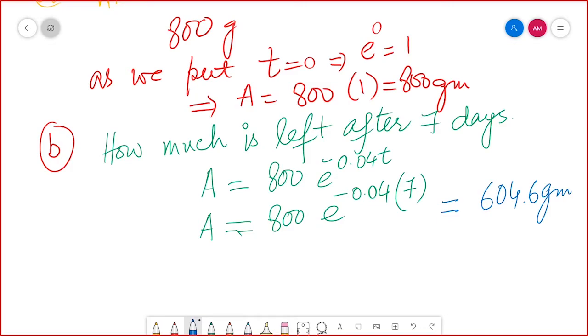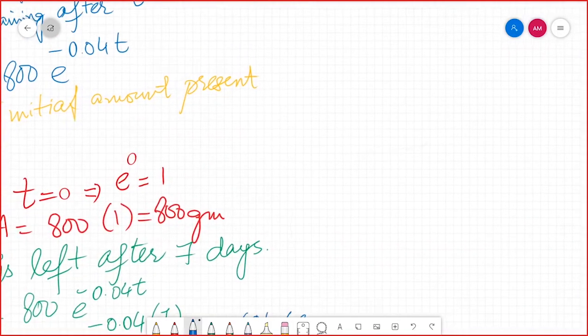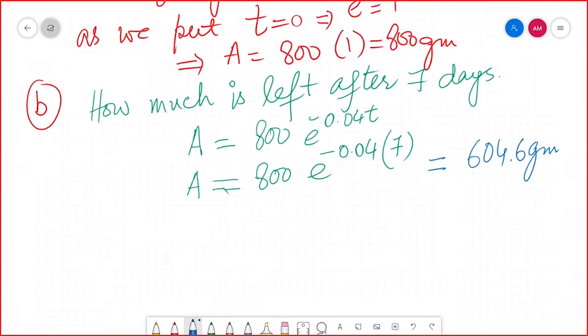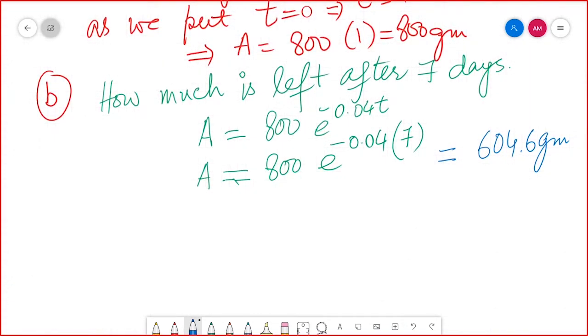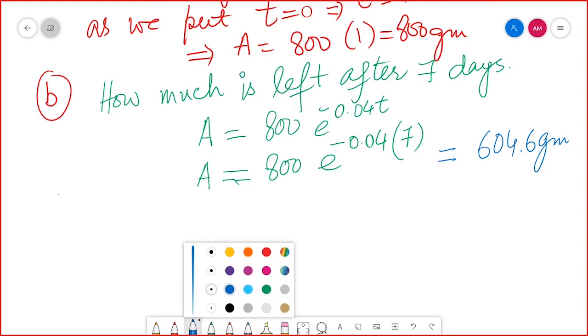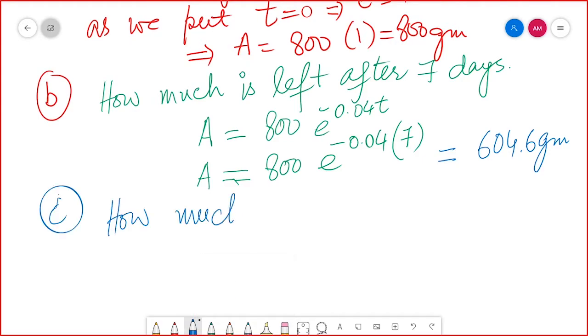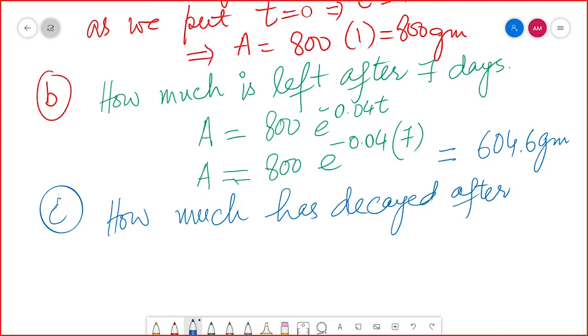Is it a growth or a decay? Yeah, very nice. So although we talked about only growth, it can be a decay also. Good, very nice. Okay, the next question is, how much has decayed after 14 days? Can you answer this, please?